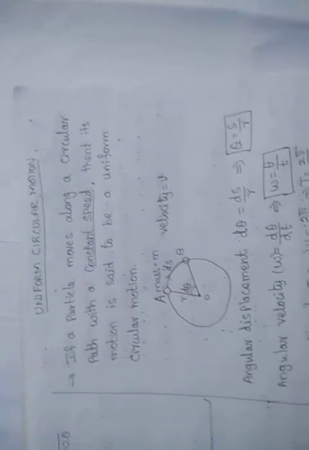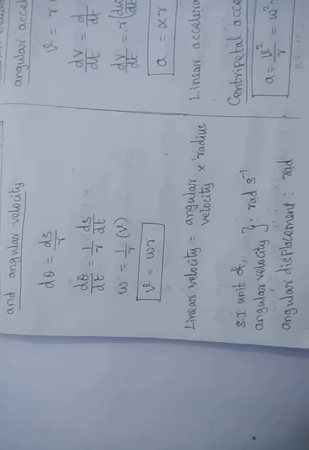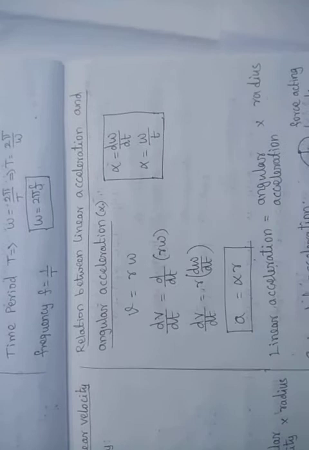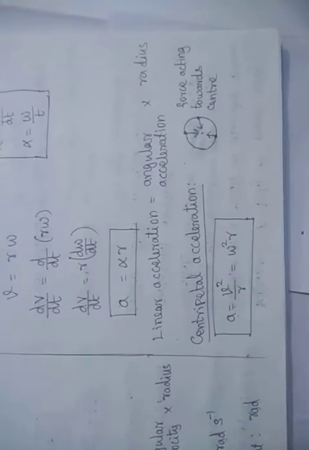So I will show the whole thing slowly for copying in your classwork note. That is, what is circular motion and angular displacement and angular velocity, relation between the linear velocity and angular velocity, and relation between the linear acceleration and angular acceleration, and formula for centripetal acceleration.